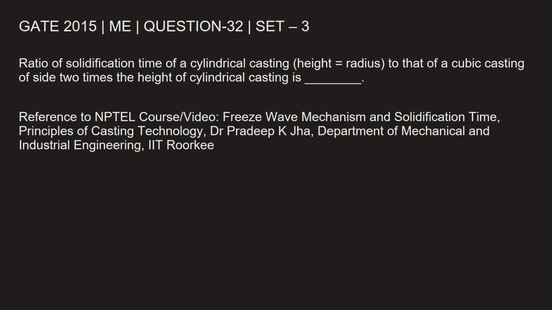Let's see how this will be done. We'll start by writing the given part. So it is given that height of the cylindrical casting is equal to its radius and therefore we can write its solidification time. Assume that solidification time for cylinder is T_CYL, which is nothing but K into (V by A) whole square, where K is a constant for solidification time.